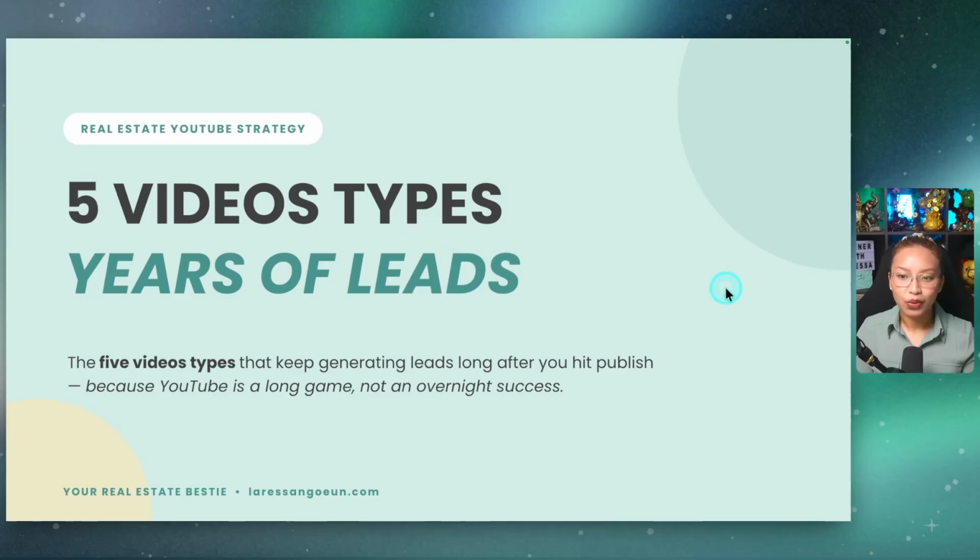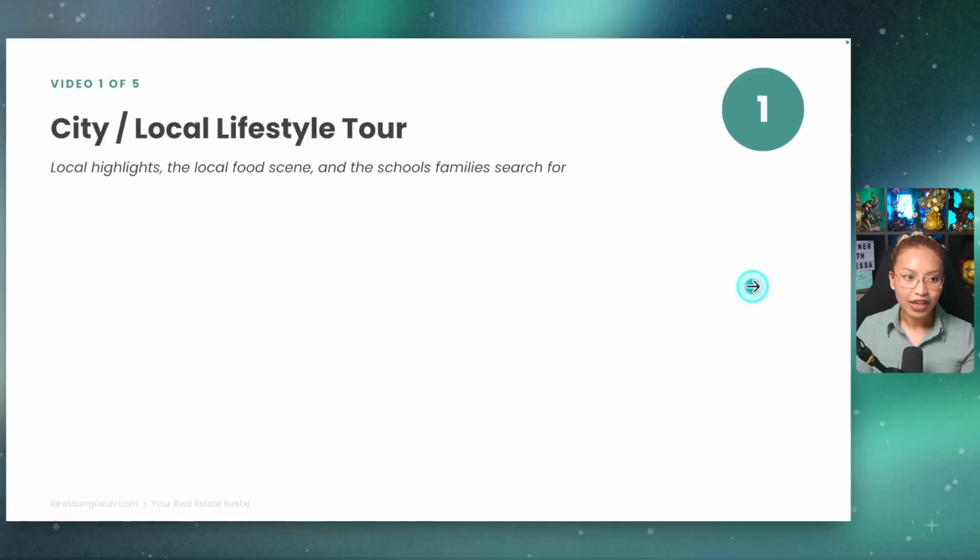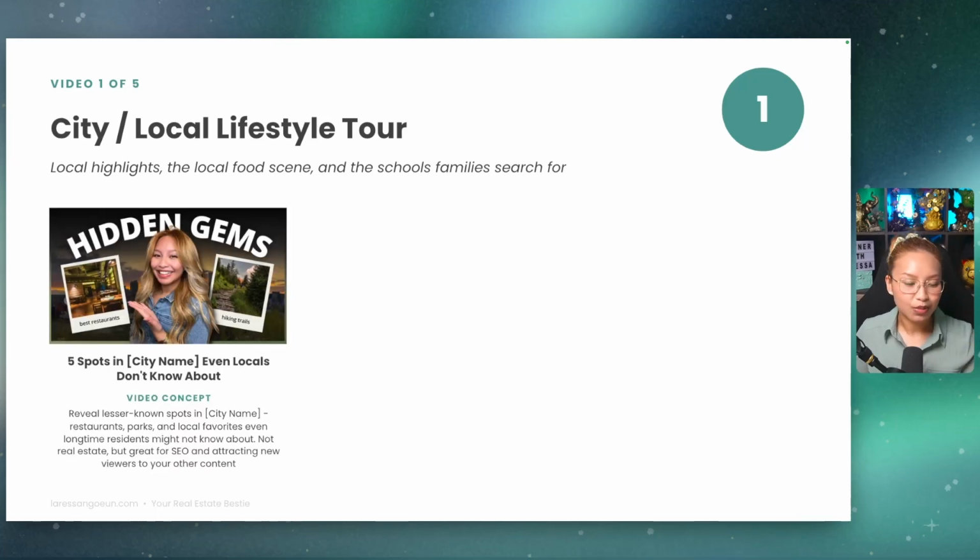Let's start with category number 1. We have city local lifestyle tours. Now, this is great because this is just easy content to make because you know your city best. The first one is going to be something a little different. It's kind of like insider information, hidden gems, 5 spots in your city even locals don't know about. This isn't exactly real estate focused, but is a great way to generate good SEO, so search engine optimization, and to attract newer viewers to your channel.